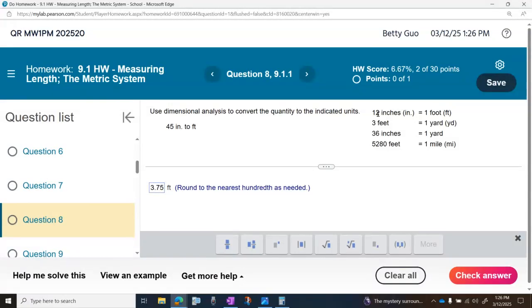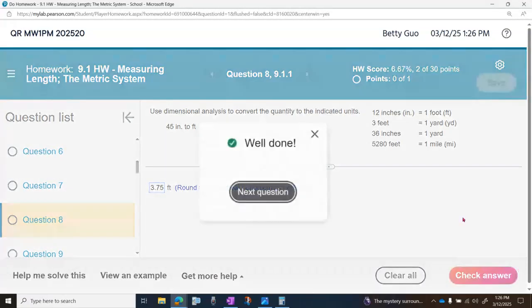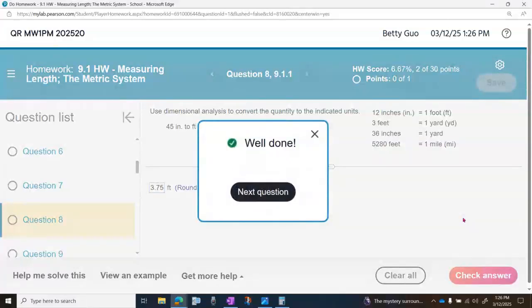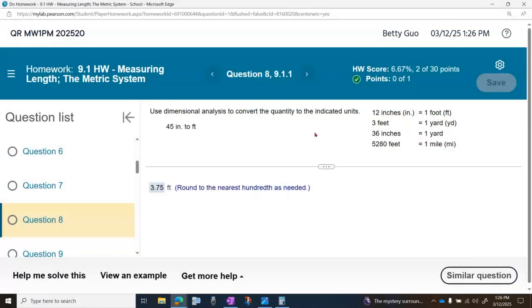12 is the conversion factor. And I get 3.75 and done. Just like that. It takes you 10 seconds. Once you grasp the method, it really doesn't take too much time.